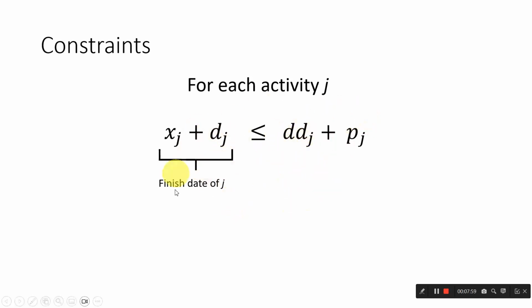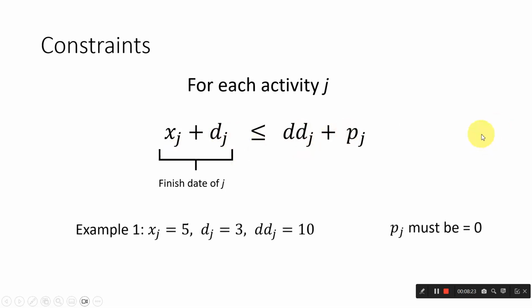So we have here on the left side the start date of an activity plus the duration. The duration is an input parameter. We have that in a data table. So the sum of these two quantities is the finish date, and the finish date has to be less than the due date, the deadline of an activity, plus the amount of past due days. Okay, it always has to be less than that.